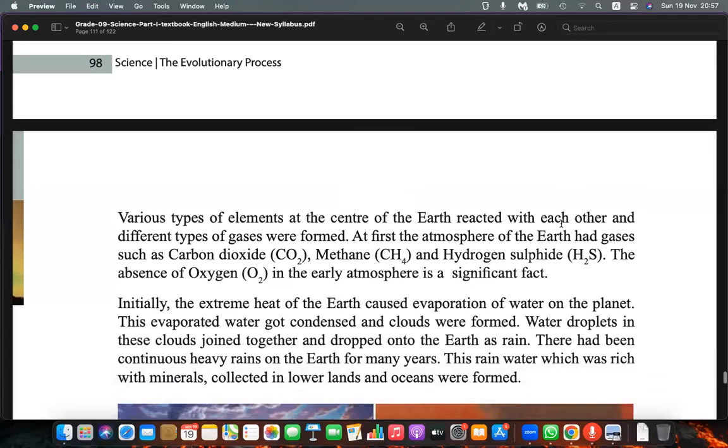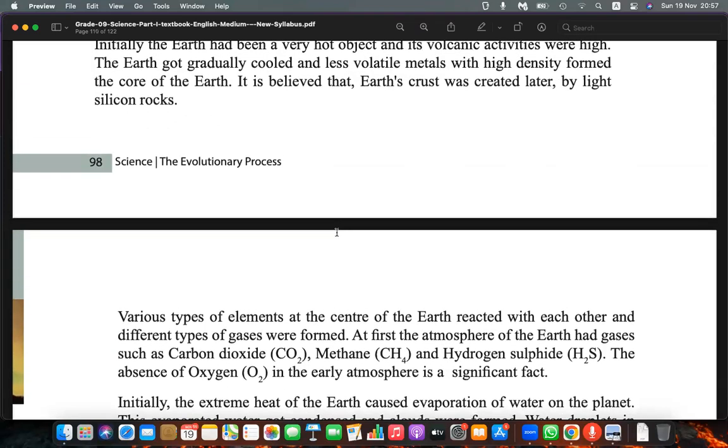Okay, then we have 3 layers. Basically we are considering 3 layers: lithosphere, hydrosphere, and atmosphere. In the atmosphere there are gases, in the hydrosphere water, and the lithosphere is the soil part, right?